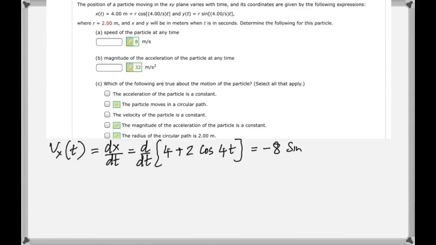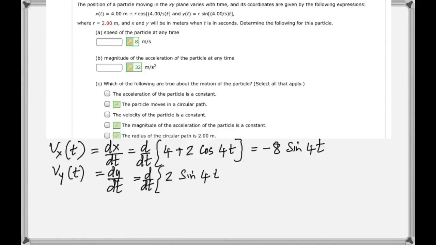But remember that when you take the differentiation of cosine, you're going to get negative sine. And then you have to remember there is a 4 here. That multiplied with 2 becomes an 8. So that's why you get minus 8 sine 4t. Do the same for the y. The y function is given, but this time it's a sine function. So when you take the differentiation, you get positive cosine.